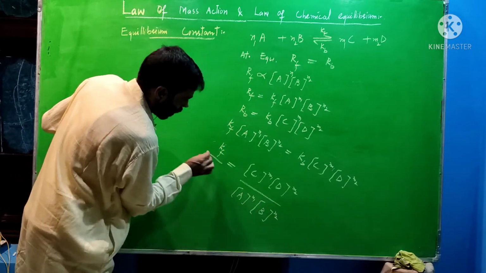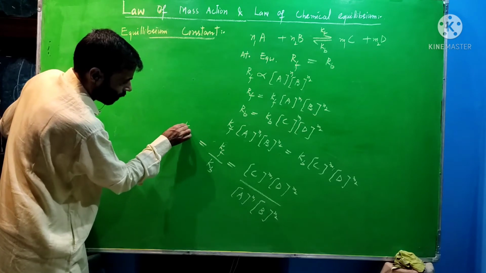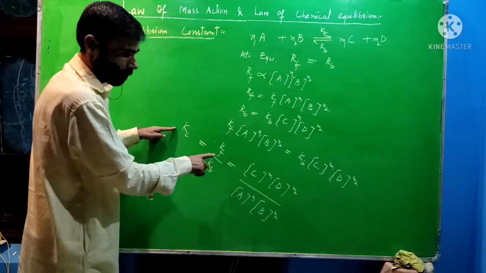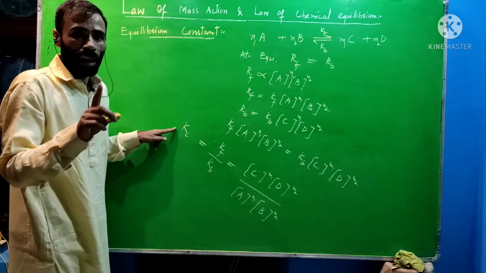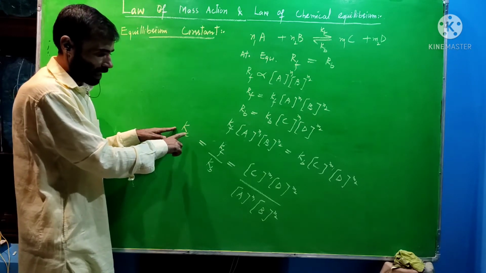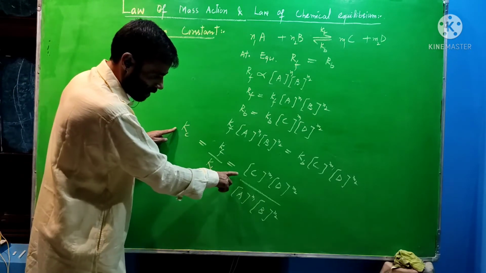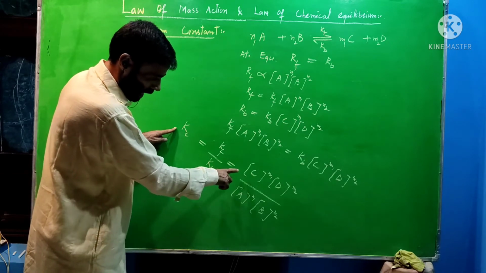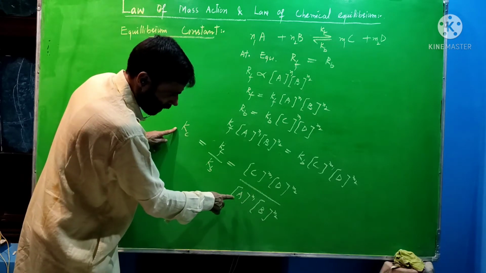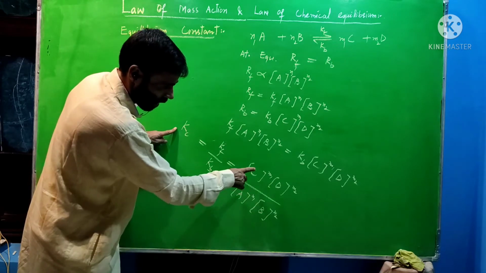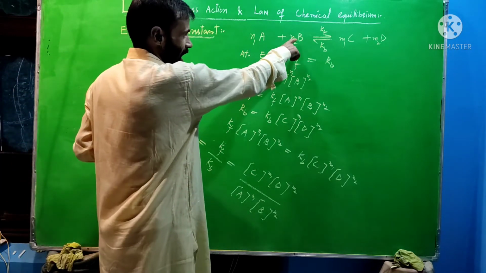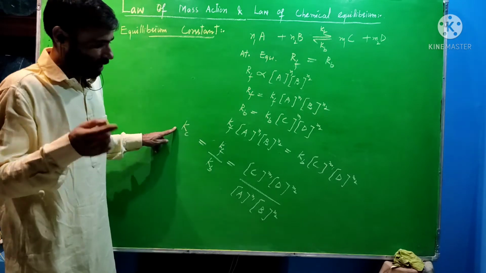This ratio we call the equilibrium constant of the reaction. This mathematical expression we call the law of chemical equilibrium. According to this law, the equilibrium constant of a reaction is the ratio of the product of the concentrations of products and the concentrations of reactants, raised to the power of their stoichiometric coefficients in the balanced chemical equation.